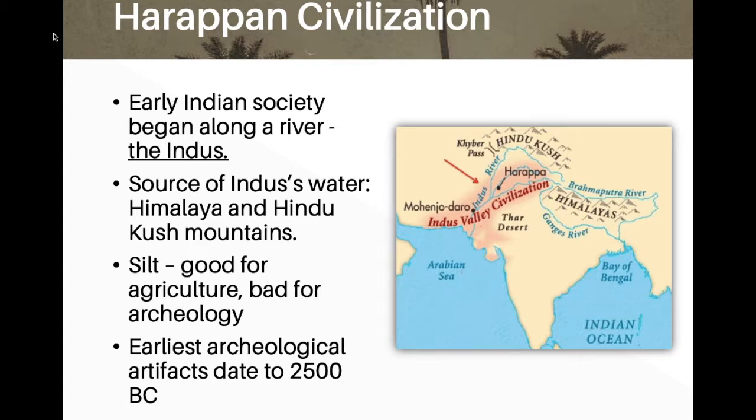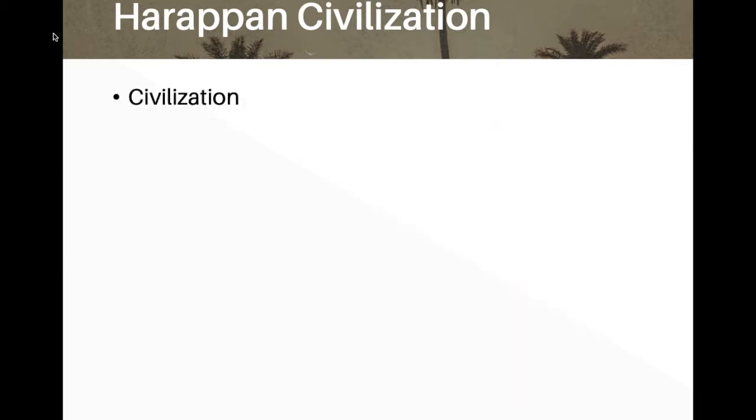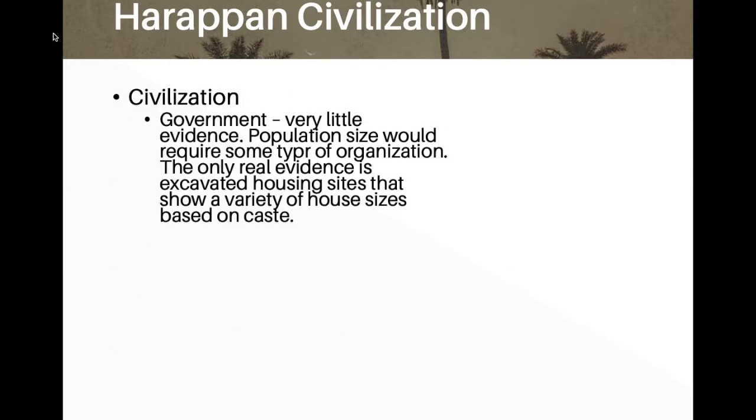So what we have here for the Harappan civilization is the earliest archaeological artifacts date to about 2500 BC, somewhere around there. Again, not hard, firm dates, but somewhere around there is where they look at the earliest artifacts of the Harappan civilization, which was the first one into the India subcontinent. Okay, let's look at their civilization.